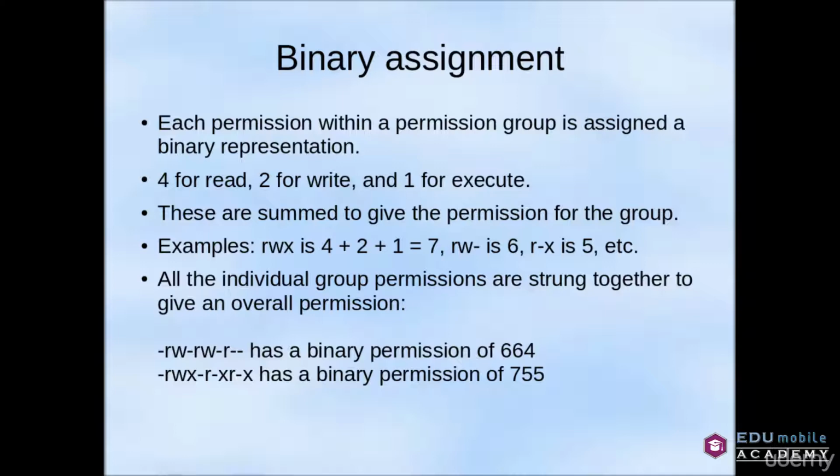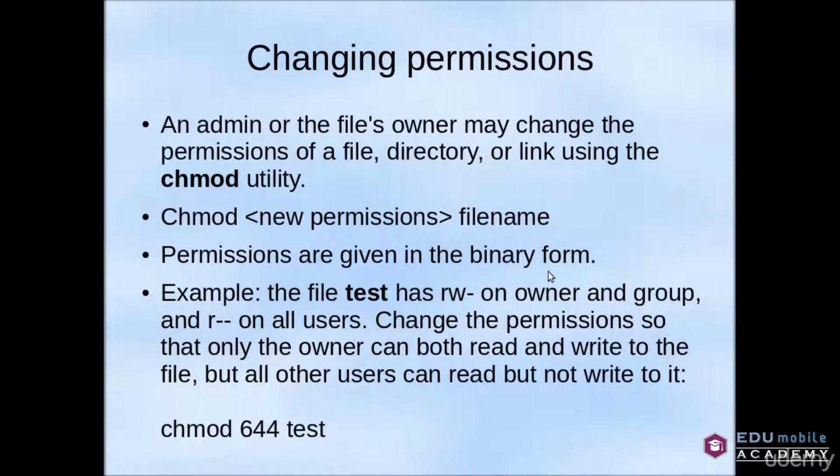So how do we assign permissions? We change a permission by using the chmod utility, change mode. So an admin or the file's owner can change the permission of any file or a directory or a symbolic link using the chmod utility. And the way we use this is chmod and then the new permissions given as that binary string we just talked about, and then the file name. So we are modifying this file with this set of permissions. And that overwrites the existing permissions on the file.